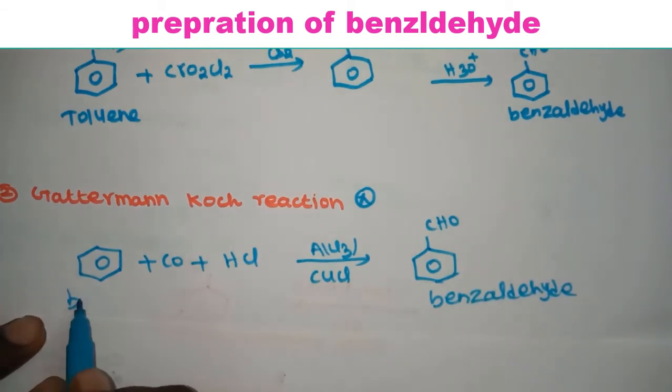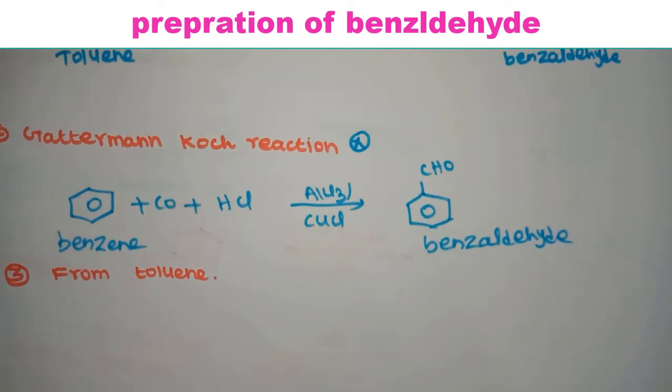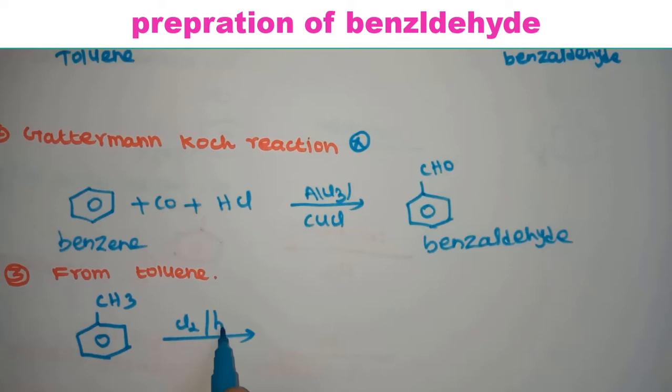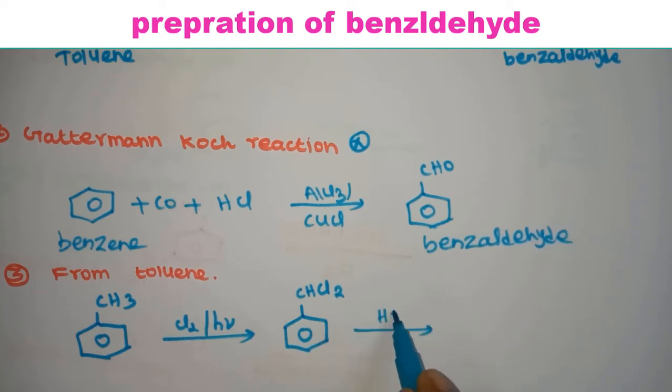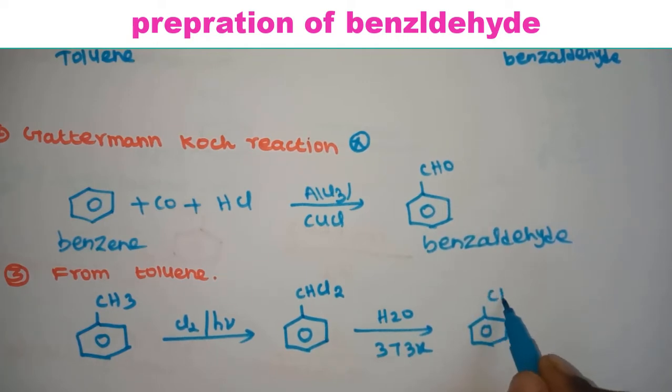Preparation of benzaldehyde, third method, from toluene. Toluene reacts with chlorine in the presence of sunlight, giving benzal chloride, which on further hydrolysis at 373 Kelvin forms benzaldehyde.